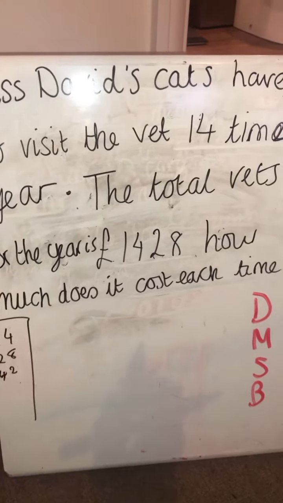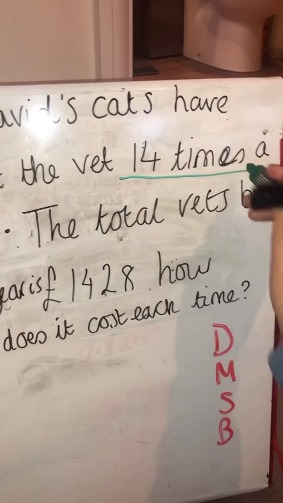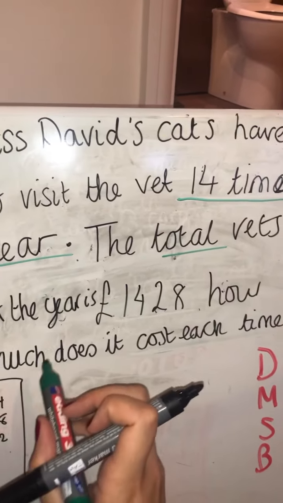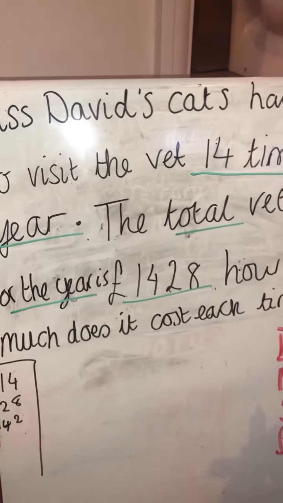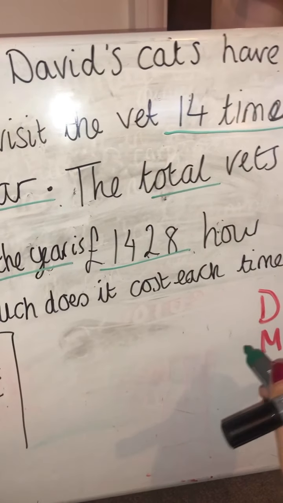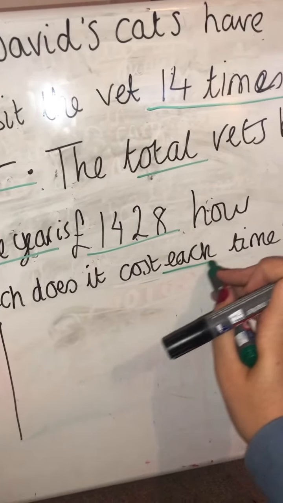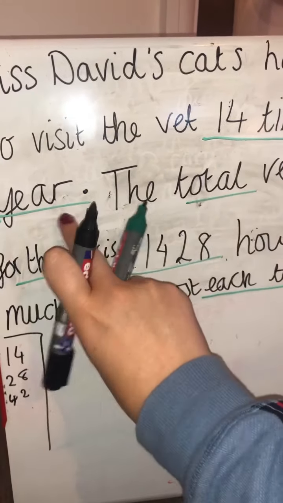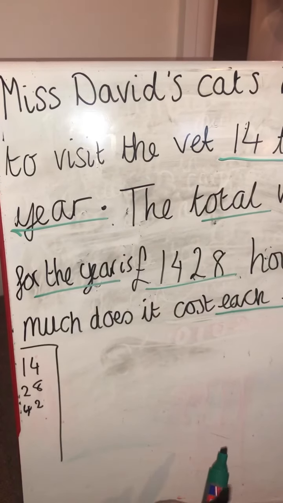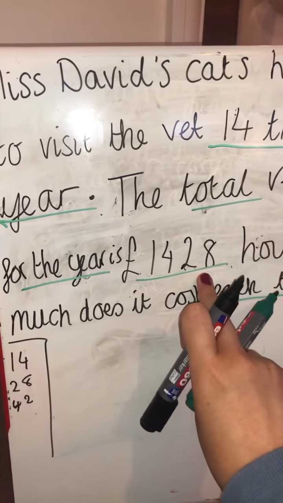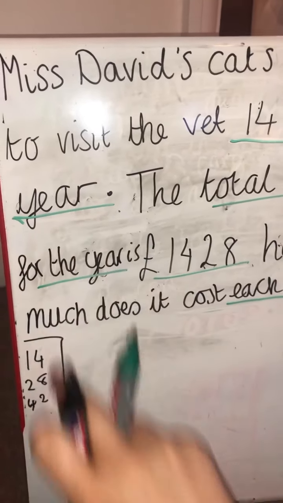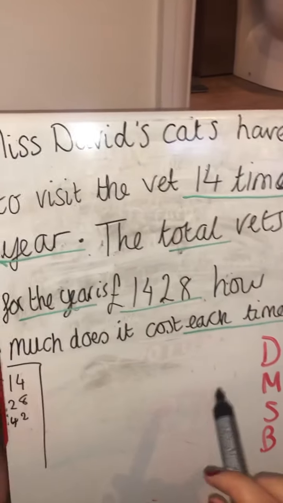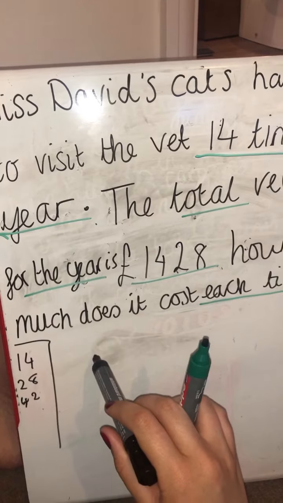So for this question, I think it's important to remember that it's 14 times a year. And the total vet's bill for the year is 1,428. And the question's asking me, how much does it cost each time? Now, this tells me that it's for the 14 times a year. So that's not telling me how much each time. This number is not going to get any bigger because each time is smaller than the total year. Therefore, I'm going to be dividing. So you should have worked out that you're dividing and that you are doing long division.